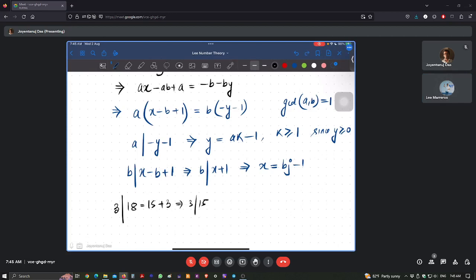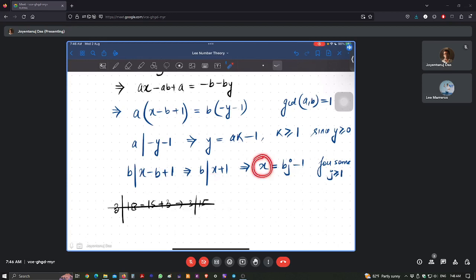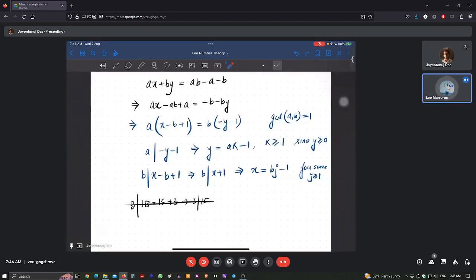So x equals bj minus 1, because if I add 1, then b must divide. So b times j equals x plus 1. Why is x equal to bj minus 1? Because x is non-negative, so it can be expressed as bj minus 1, since when I add 1, the 1 will get cancelled and b divides it. Yes, I got it. x plus 1 is equal to bj, and then that minus 1 goes to the other side.